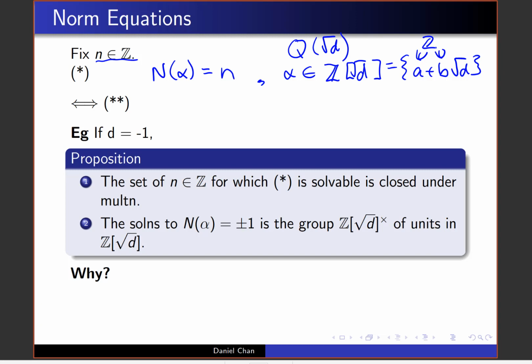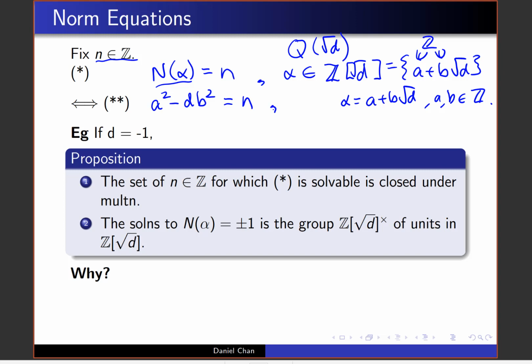Okay, so how is it related to our original type of question, sums of squares? We kind of saw that in the first slide, and the way we'll do that is we'll just write out what alpha is. Here alpha is equal to a plus b root D, where a, b are integers. And then if you work out the norm of alpha, remember you multiply alpha times sigma of alpha, and we saw this before, so it's a squared minus D b squared equals n.